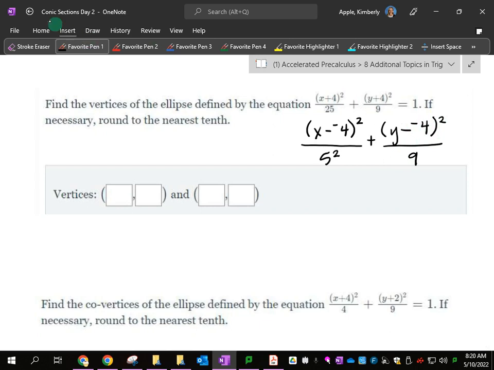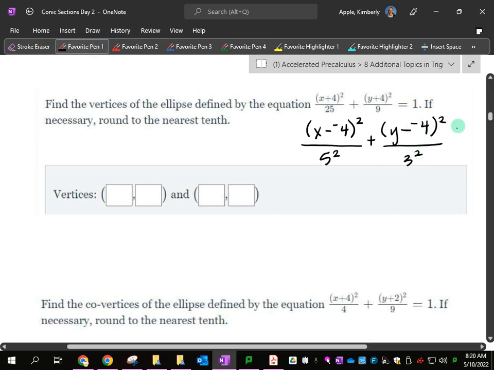Over 9 would be 3 squared equals 1. Is it up and down? Which is the larger number, 5 or 3? And remember, A is always bigger than B. So it looks like this one is going to, again, be situated like this, right?